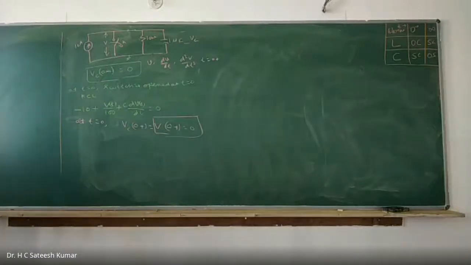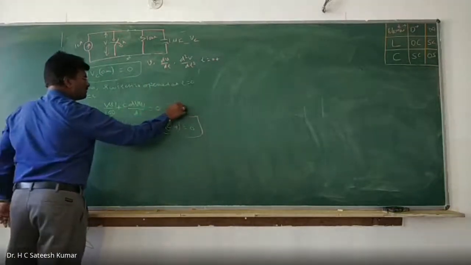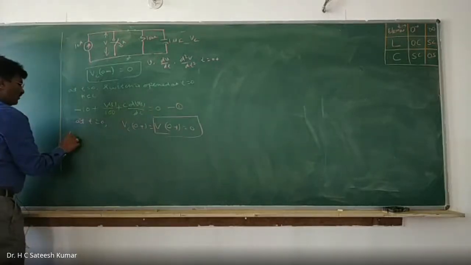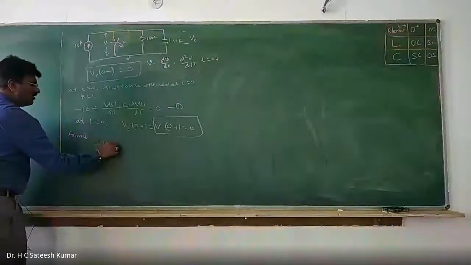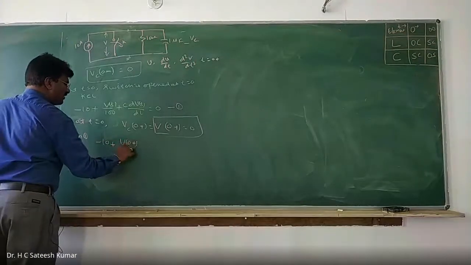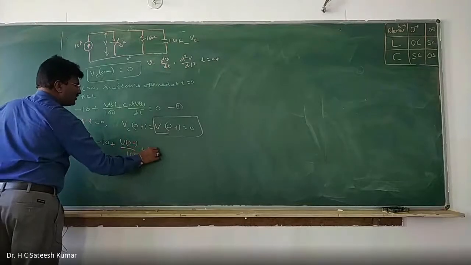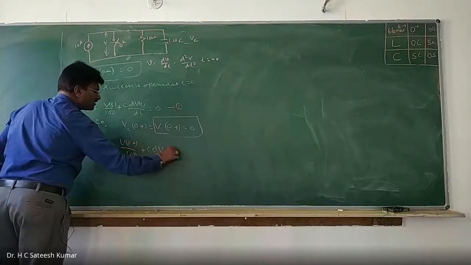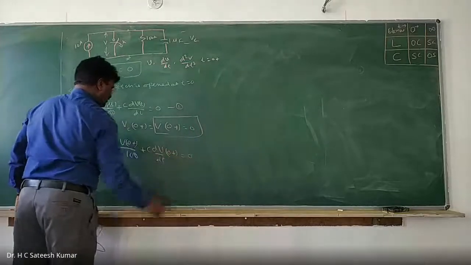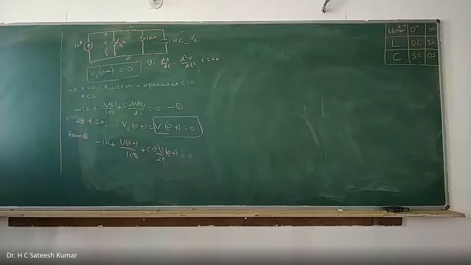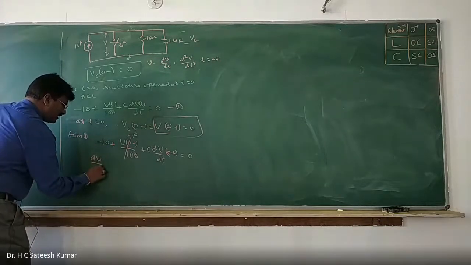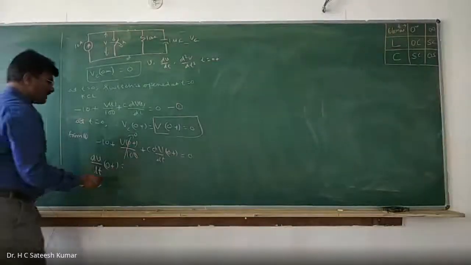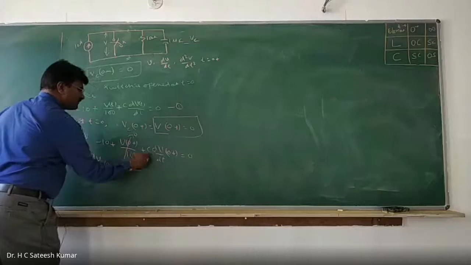Now what do we have? At t equal to 0 plus, I substitute in equation 1. From 1, at t equal to 0 plus: minus 10 plus V(0+)/100 plus C dV/dt at 0 plus is equal to 0. So V(0+) is 0. Therefore, dV/dt at 0 plus is equal to, transferring this to the right hand side, plus 10 divided by C. C is transferred to the denominator.